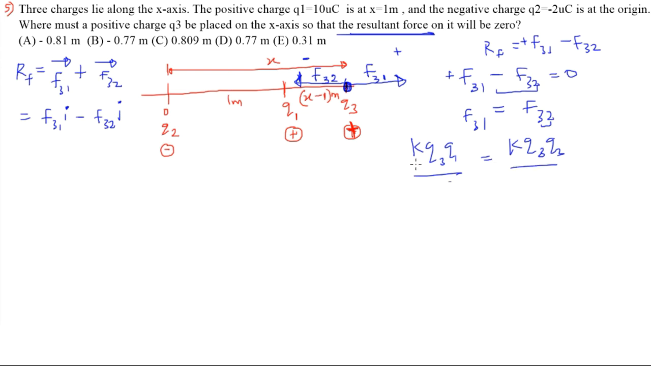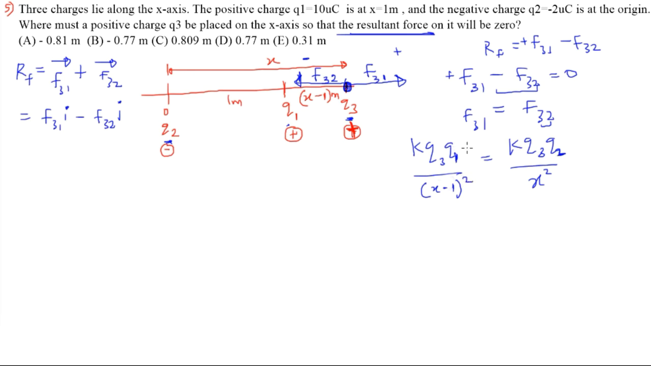So what is the distance between Q3 and Q2? It is X. So this is X squared. And what is the distance between Q1 and Q3? That's X minus 1 meter. So I should have X minus 1 right here, X minus 1 meter squared.